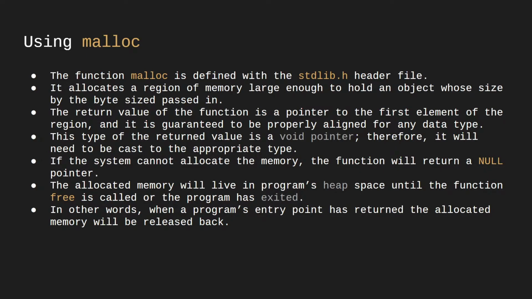So the allocated memory will live in the program's heap space until the function free is called. This is something we mentioned previously. Or the program has exited. In other words, when a program's entry point has returned, the allocated memory will actually be released back. Oftentimes y'all hear other words like memory leaks. A memory leak is when, during the duration of the program running, additional resources are constantly requested but never released. So you have a memory leak in this program.